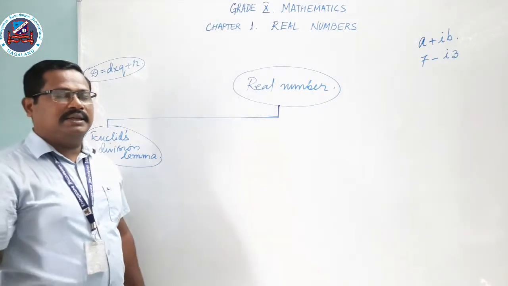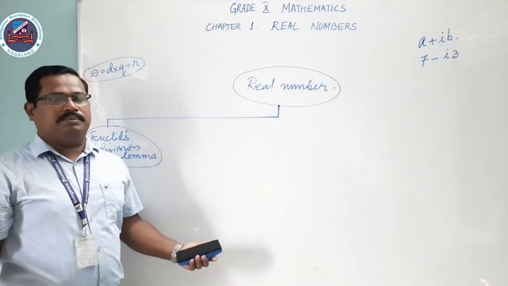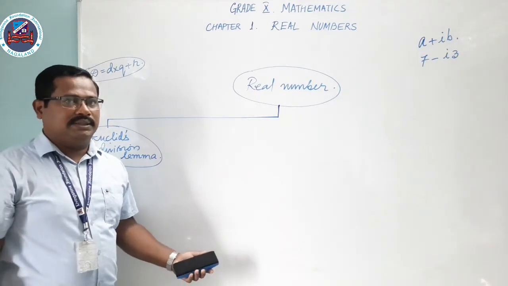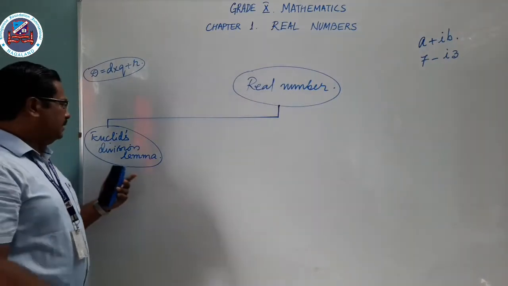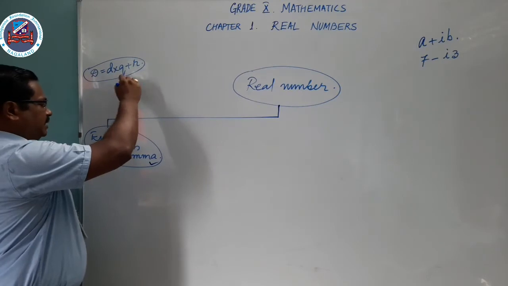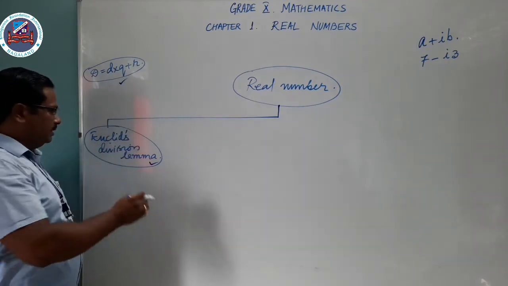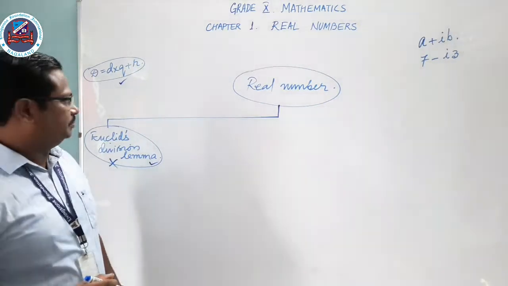As an example, sun rises in the east. You already know this. You don't require to prove it. So, statements which do not require any proof, that statement we call it as lemma, and this is your Euclid's division lemma. But due to this pandemic, this portion is eliminated from your chapter.